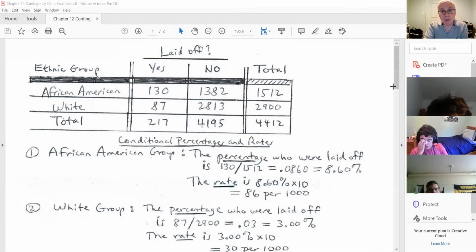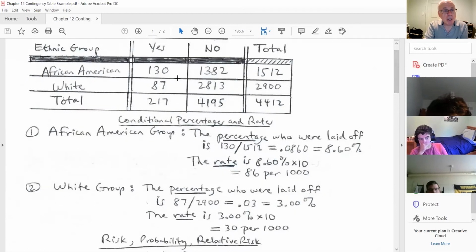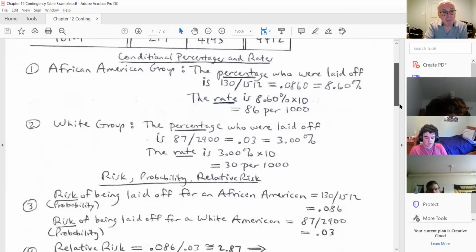And you can ask questions like, what's the percentage of African Americans who were laid off? That would be 130 divided by 1512. There's 1,512 African Americans, and 130 were laid off. You can also ask how many were not laid off. That would be 1382 divided by 1512. I hope you all know how to convert a decimal into a percentage: you multiply by 100. You can also express your answer as a rate. The percentage is 8.6%. If you want a rate per 1,000, just multiply that by 10.